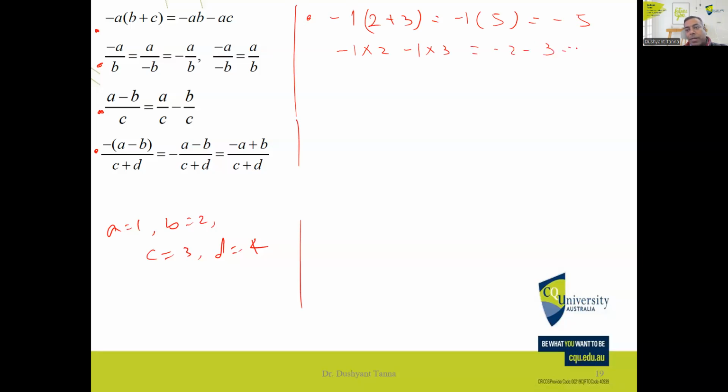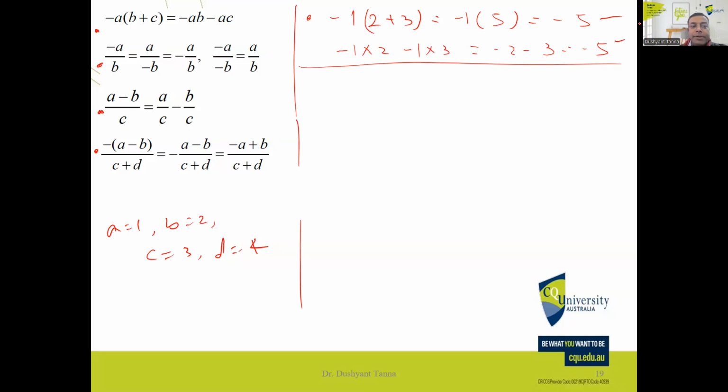Right. Quickly substituting all the values. The first one: negative 1 times 2 plus 3. So negative 1 times 5, that's negative 5. Now the right hand side: negative 1 times 2, negative 1 times 3, negative 2, negative 3 is negative 5. That's the first one here. So that's verified.